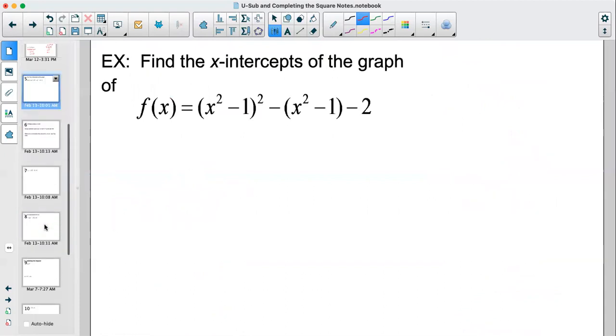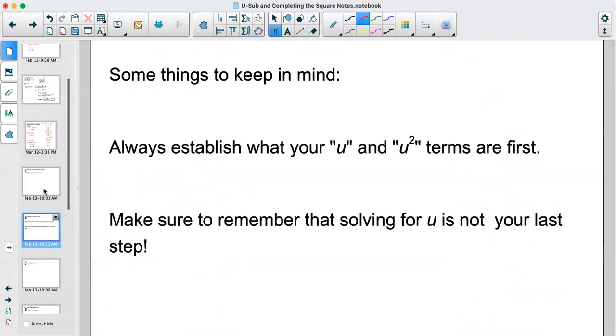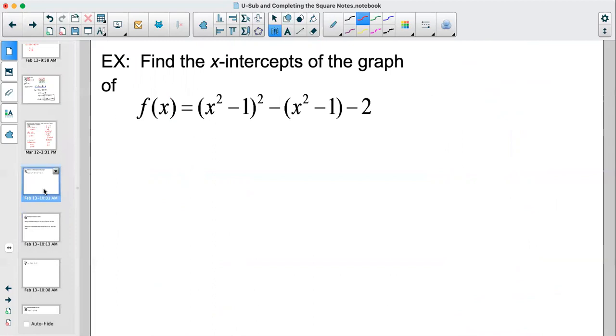So here we have some generic problems I was going to do. Find the x-intercepts is the same question as set it equal to 0. So I say x squared minus 1, squared, minus x squared minus 1, minus 2 equals 0. There's actually more than one way to do this, but the easiest way is u substitution. You can maybe notice that here is x squared minus 1 to the first power, and here is x squared minus 1 to the second power.